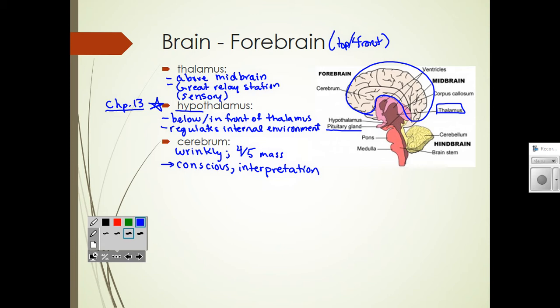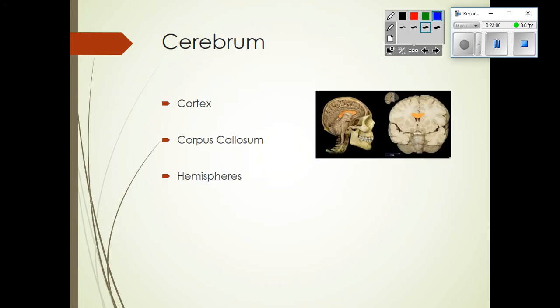Now those are big words that encompass a ton of things, and I'll be a little bit more specific about some of the sections of your cerebrum. So if we take a closer look at the cerebrum, which is 80% of the mass of your brain, there are a few things that we could distinguish.